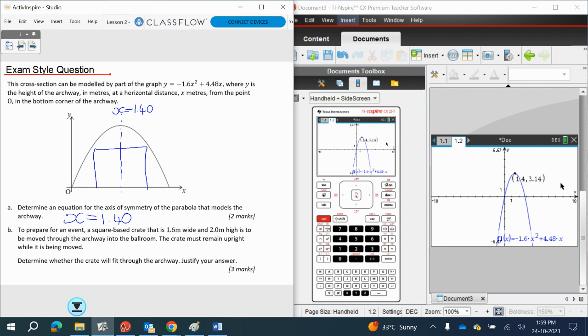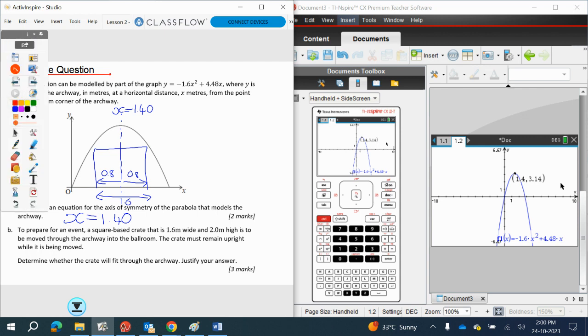So the crate is 1.6 wide. So this distance here is 1.6. How big is this distance here? Sorry, I thought you were talking about the height. 2.8. How did you come up with that when others around you could not? You halved it. Okay. So this is 0.8. This is 0.8. This is 1.6. This is half. 0.8 plus 0.8 is 1.6.